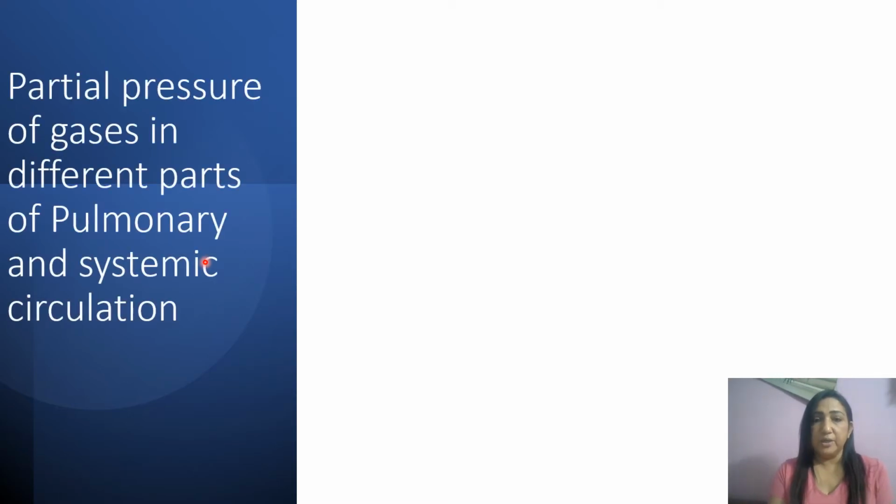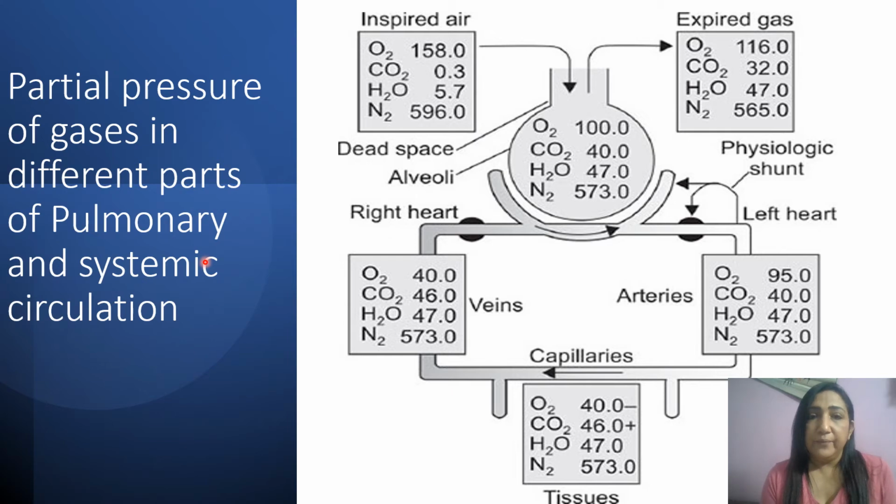Now we have to know the partial pressure of the different gases in the pulmonary and the systemic circulation, what is happening. We can see in the schematic diagram, we will start from this inspired air, which is exactly atmospheric air. And oxygen, as we have discussed, is 158 millimeter of Hg. Carbon dioxide is very less and the nitrogen is this much.